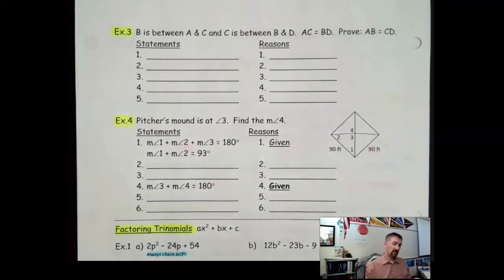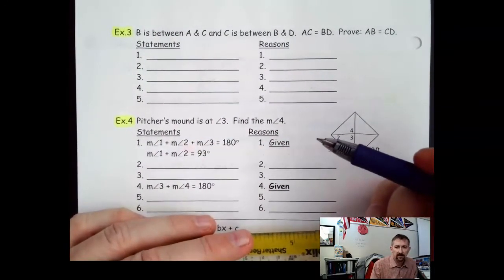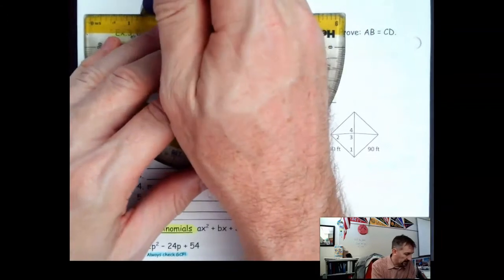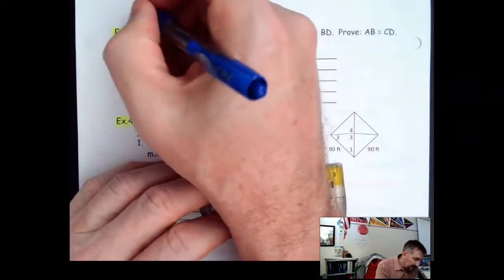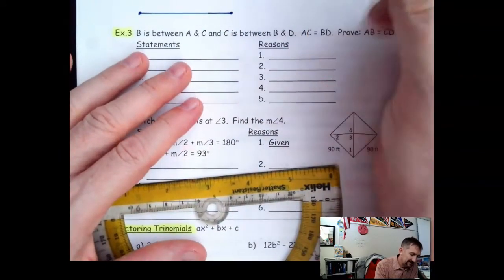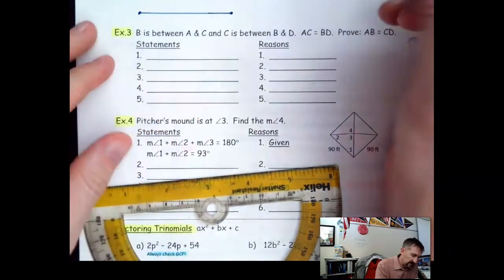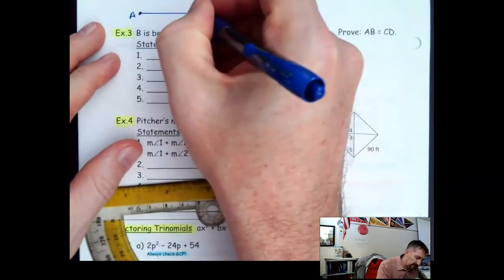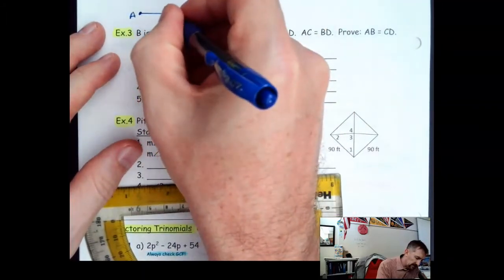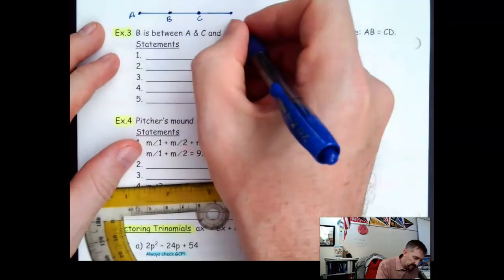B is between blah, blah, blah. So when I look at all that, maybe you can visualize that in your head really easily, but I would rather have a picture. So I'm going to draw a picture of that. I know there are 4 points on there. I don't need it to be exact, but B is between A and C. So A, B, C, and C is between B and D. So B is between A and C, and C is between B and D. So that worked out fine.